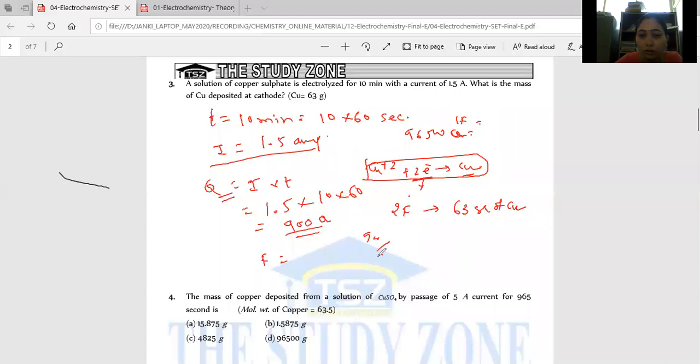Yes, 96500. What should be the answer? So the answer is 0.29. It means 0.3 gram, right? 0.29 or you can say 0.3 gram. So an easy question, basics related.